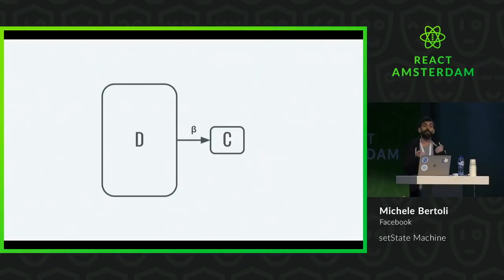And you can also zoom out a bit and give this compound state a name. So D, for example. So you're saying from D on the input beta, it goes to C. And this is pretty cool because you can assume that every state has also a state machine inside. You can have nested state machines.